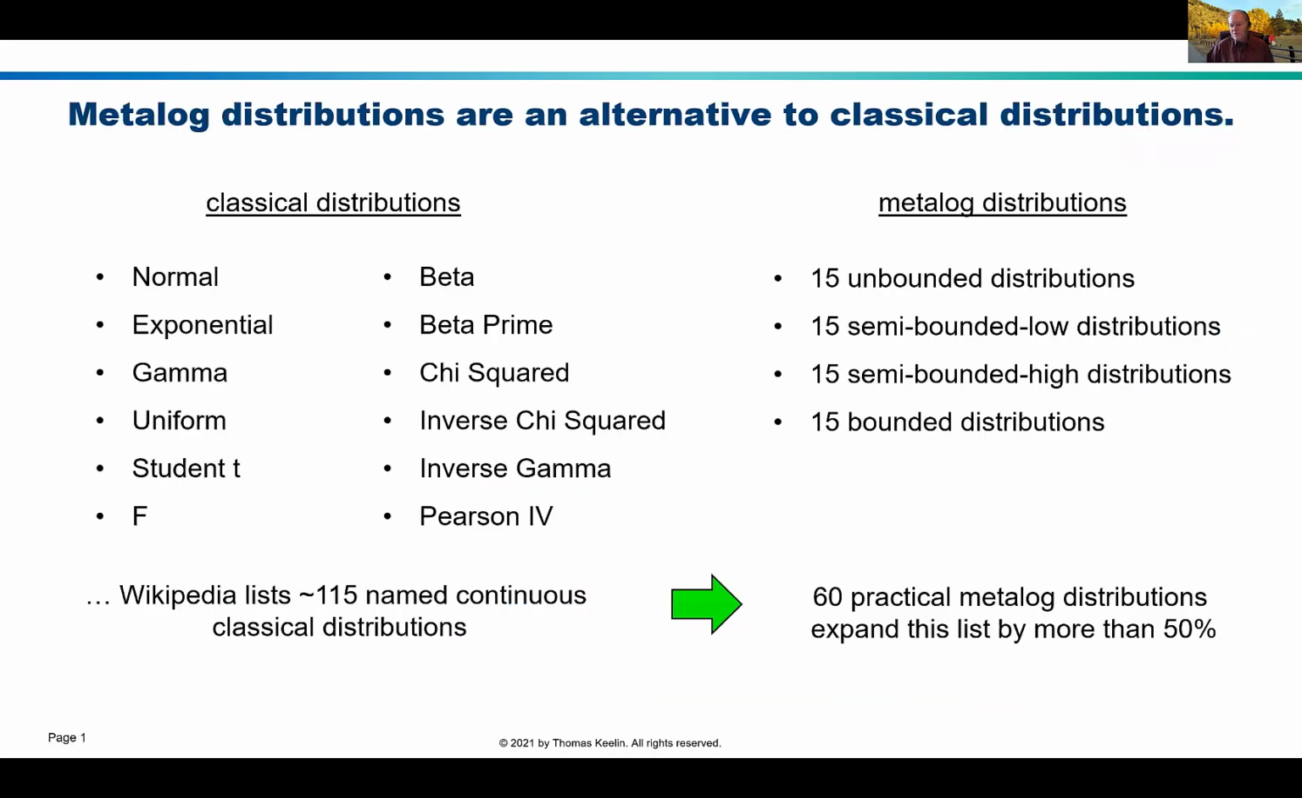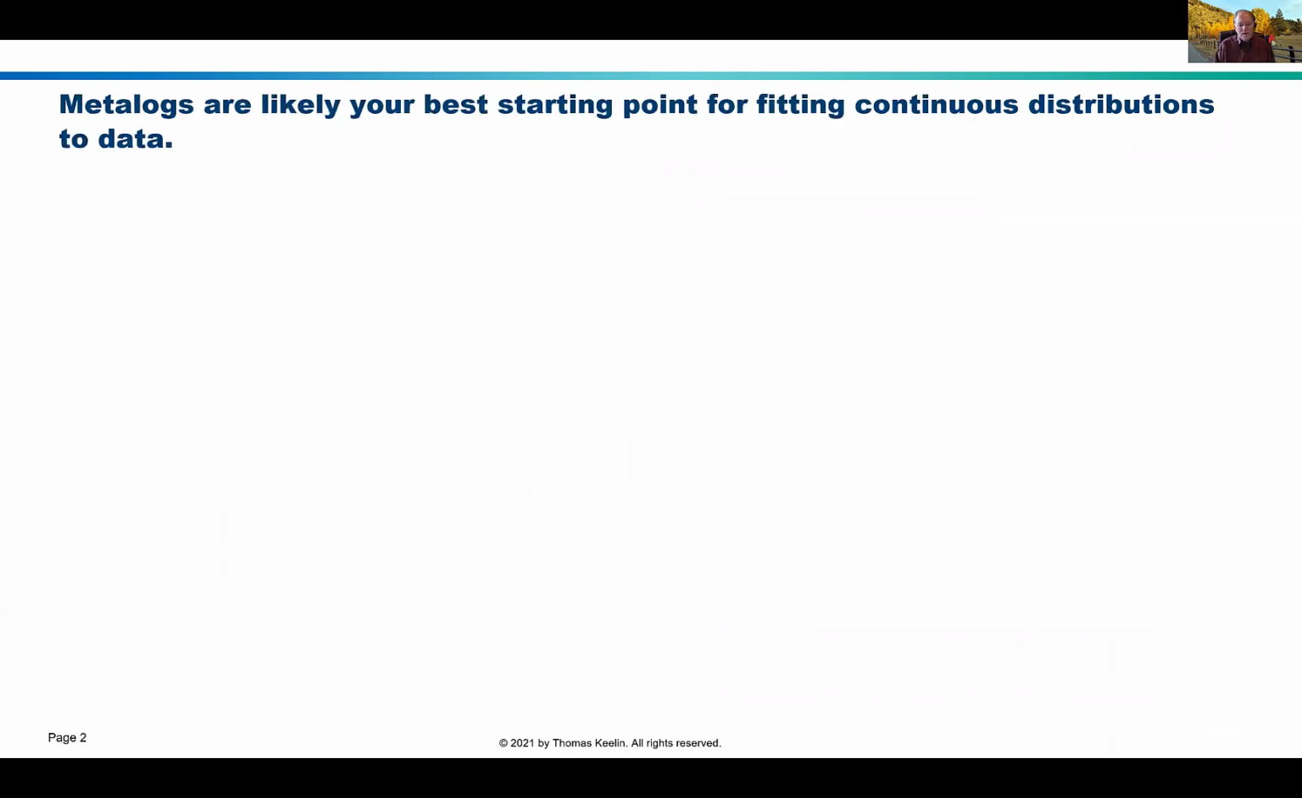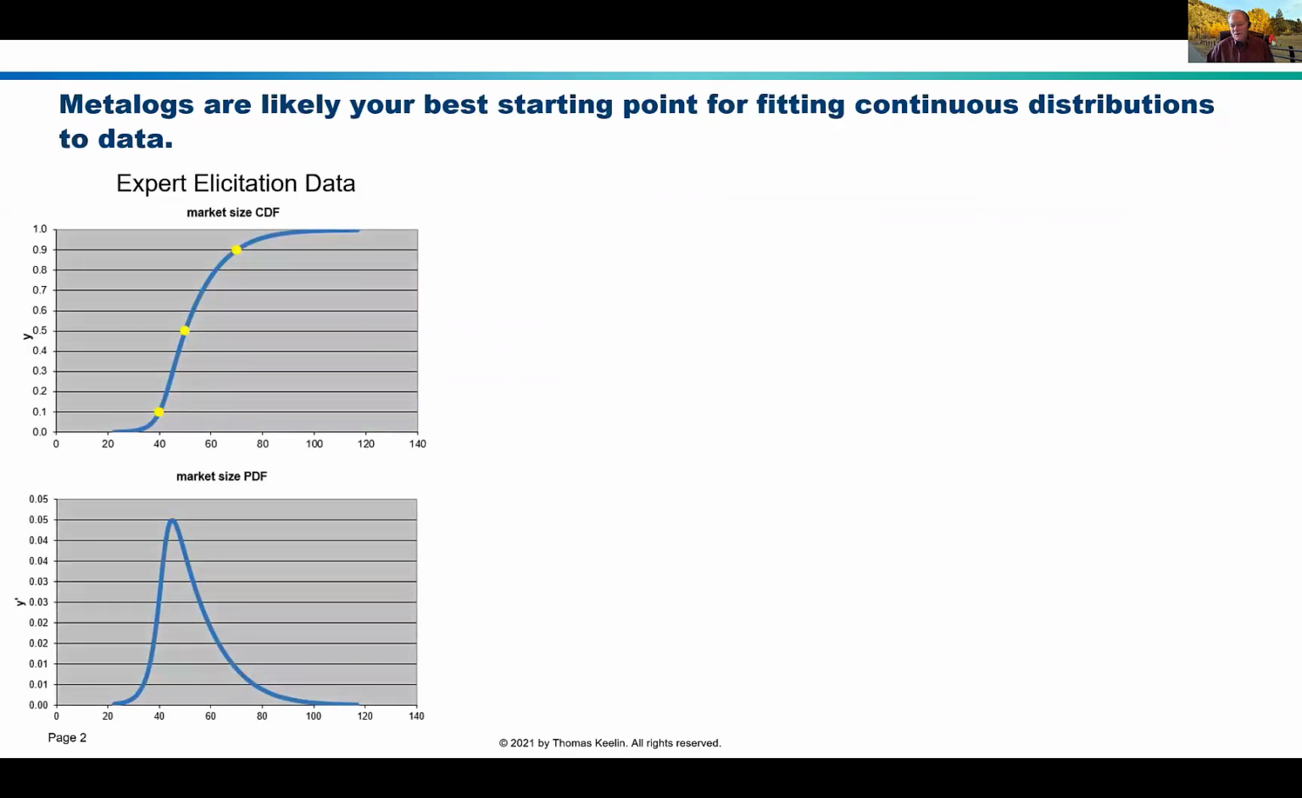The Metalog distributions are an alternative to classical distributions, or they can be thought about that way. Wikipedia lists about 115 named continuous classical distributions, many of which you're familiar with. The Metalogs expand this list by an additional 60 practical distributions, expanding the list by more than 50%. And the purpose of this quick introduction is to help you decide whether you'd like to add Metalogs to your toolbox. Metalogs are likely to be your best starting point for fitting continuous distributions to data.